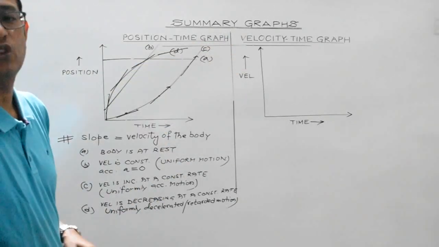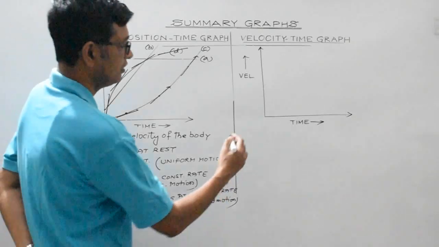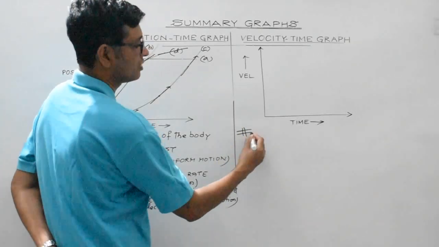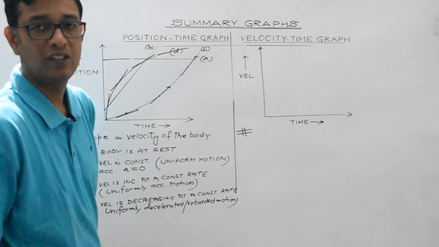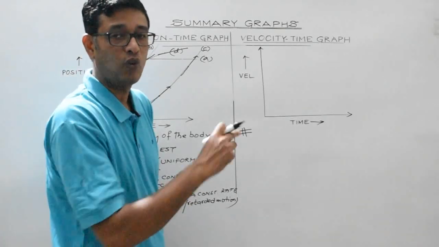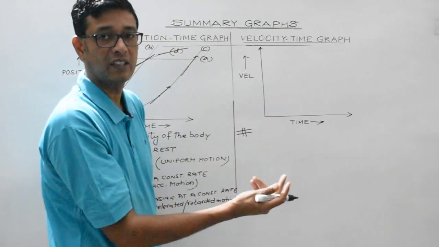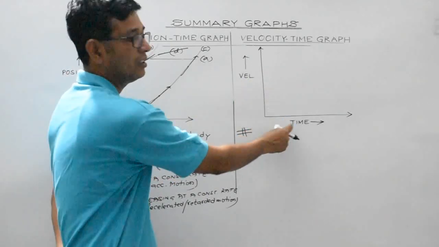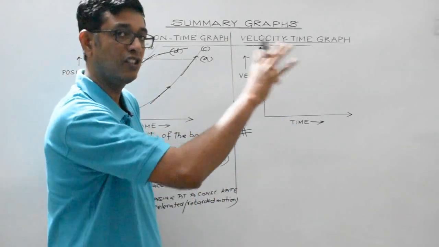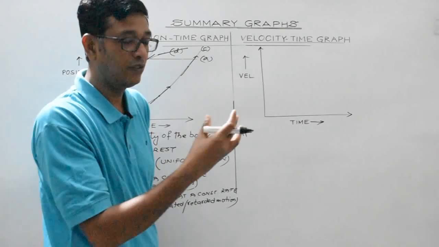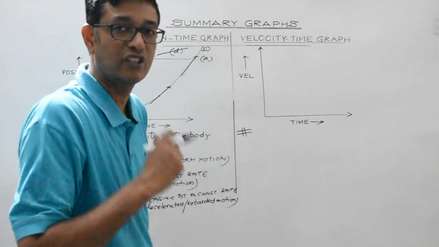Similarly, let's consider the velocity time graph. First and foremost, we need to understand the importance of the velocity time graph. Slope is y2 minus y1 divided by x2 minus x1. So in this case, it is change in velocity divided by the time during which that change in velocity has occurred. So change in velocity divided by time is known as acceleration.